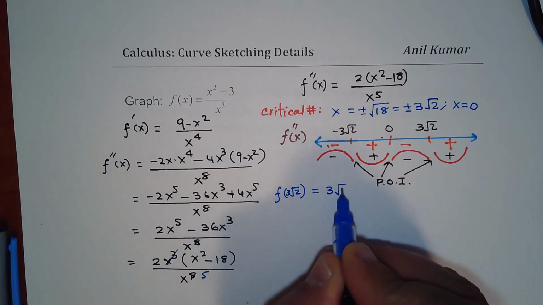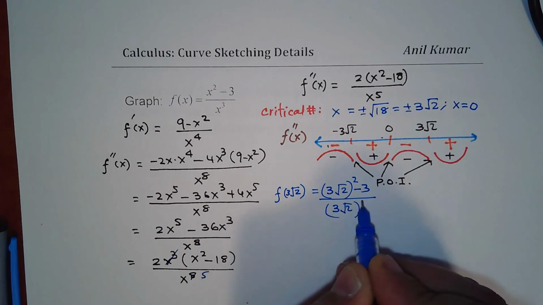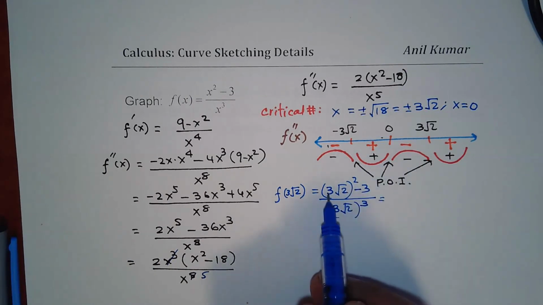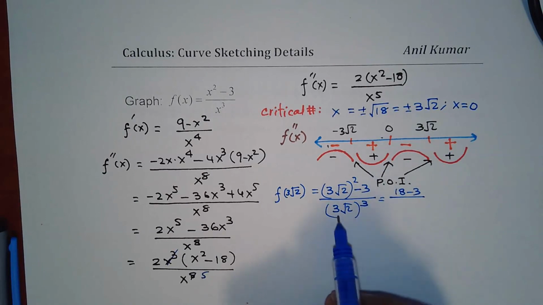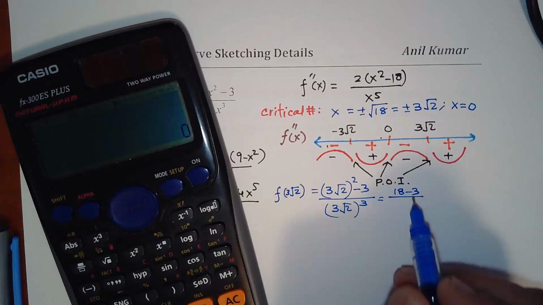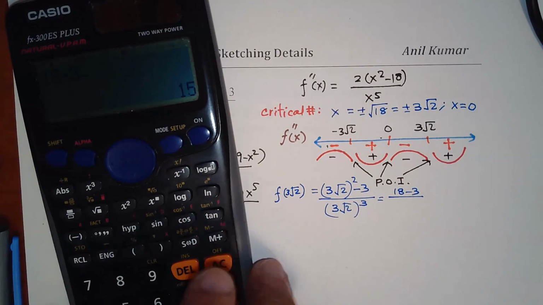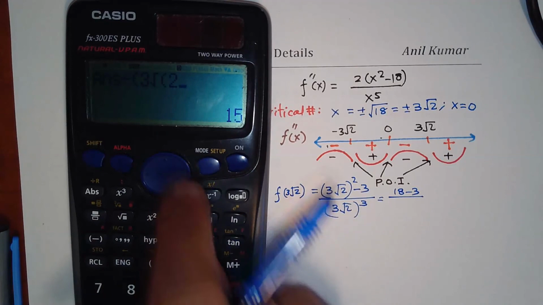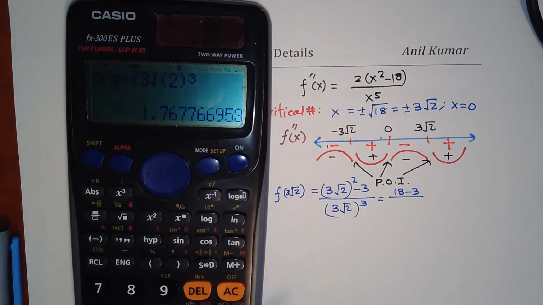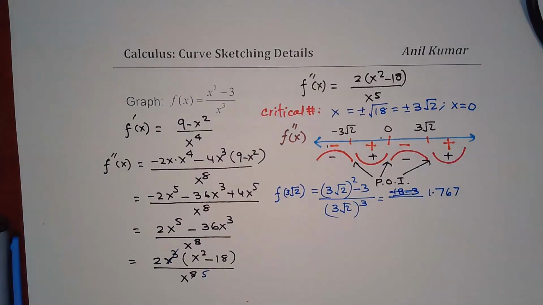We have 3 square root 2 whole square minus 3 over 3 square root 2 whole cube. So that gives you 3 square is 9. 9 times 2 is 18. So we get 18 minus 3 over, here we get 3 cube is 27 times, let's calculate. So what we get here is actually 18 minus 3 equals 15. And we are going to divide this by, within bracket, 3 square root 2 bracket cube, equals 2. So we get this value. Let me write down the value as 1.767. Is it okay? So that is the value which we get for 3 square root 2.